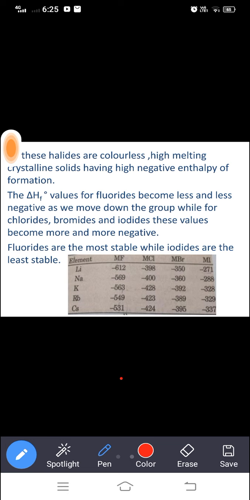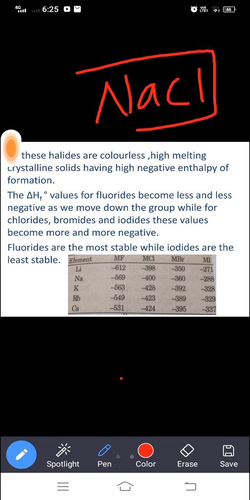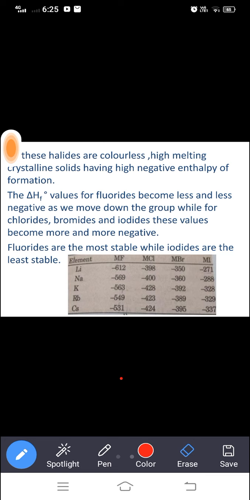For example, you are taking one alkali halide in your home. Everyone knows that. The alkali halide you are taking is sodium chloride only. So all the alkali halides are colorless, and they have a high melting point and a high negative enthalpy of formation.